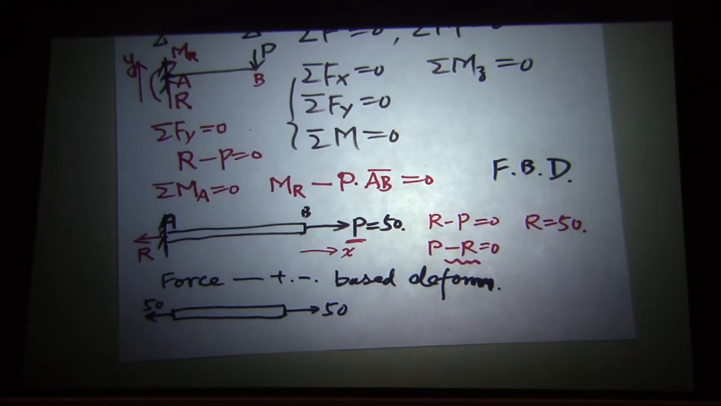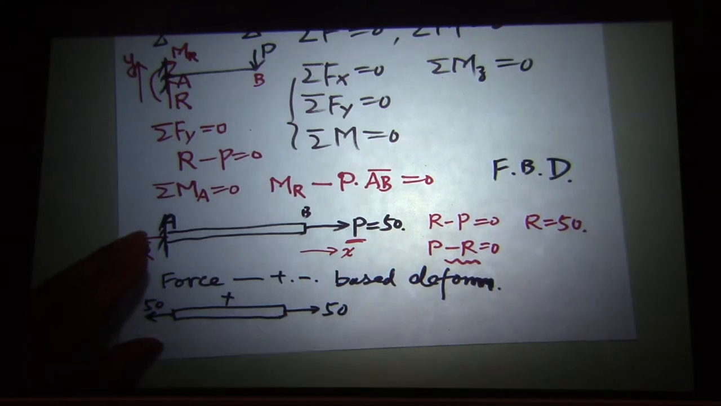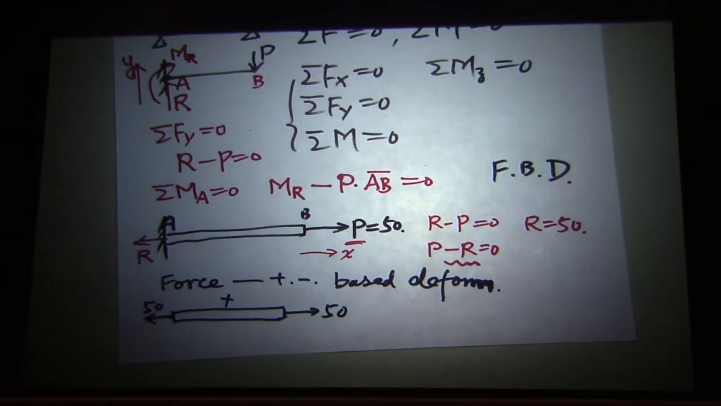And this force, you're pulling on this bar, like a spring. You're pulling on it, it's going to stretch. Therefore, we say you're applying a positive force, and that generates a positive deformation, a positive elongation. So we say this pair of forces are positive. The other way, if you compress it, the deformation is negative, then we call the force negative.